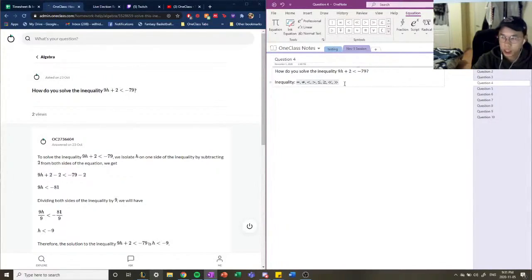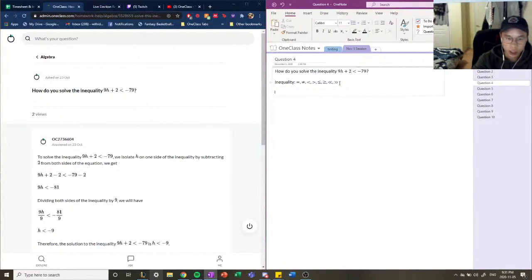Okay, so what does an inequality really mean? When we're talking about solving the inequality, that means we always want to make sure the statement is true, right? But we have a variable h. So in essence, when they're asking us to solve the inequality, they're actually asking us to solve for h. And they're asking what values of h would always make 9h plus 2 less than negative 79. So like solving or isolating for x, we're going to isolate for h. And by isolating for h, we can find the values of h that will make that statement always true.